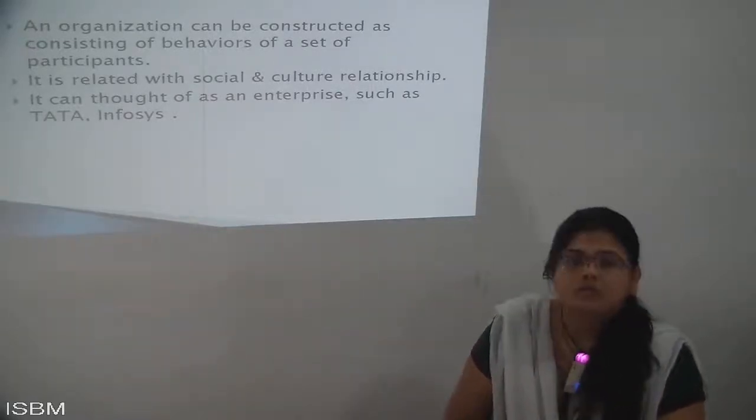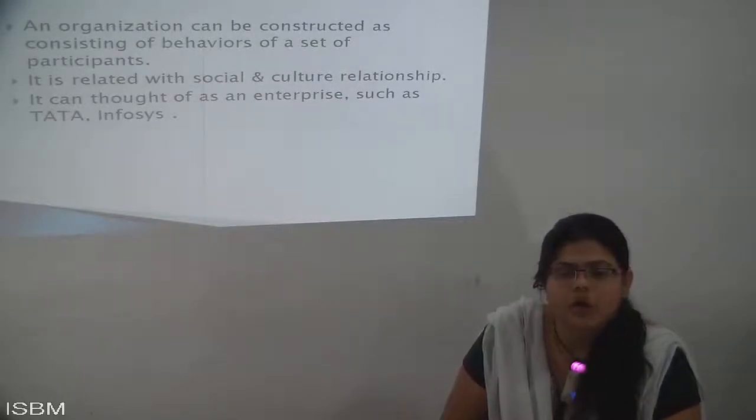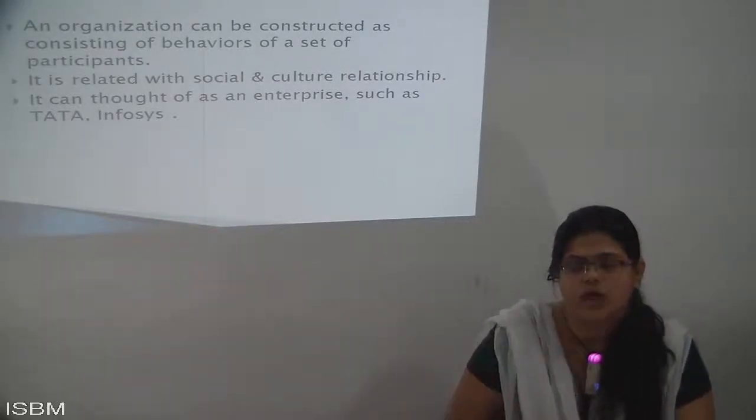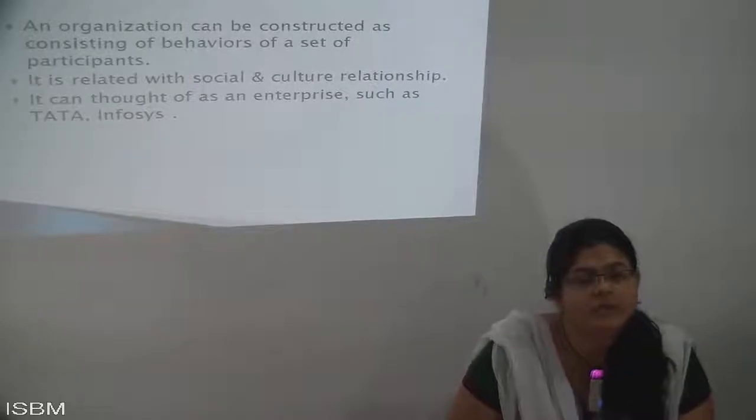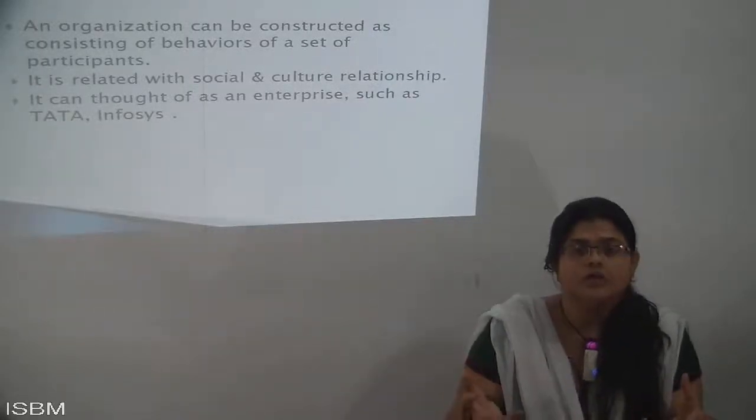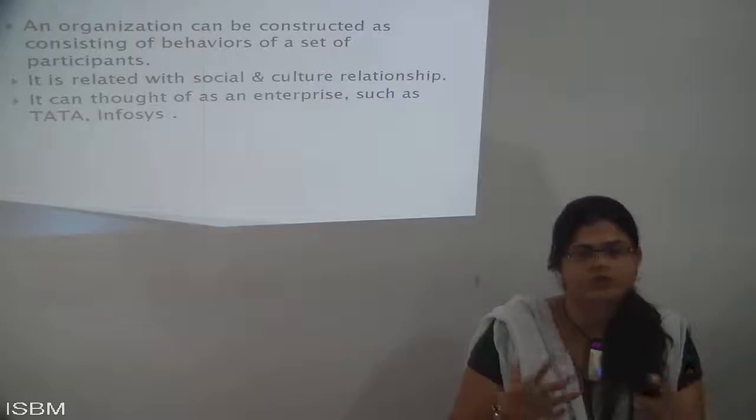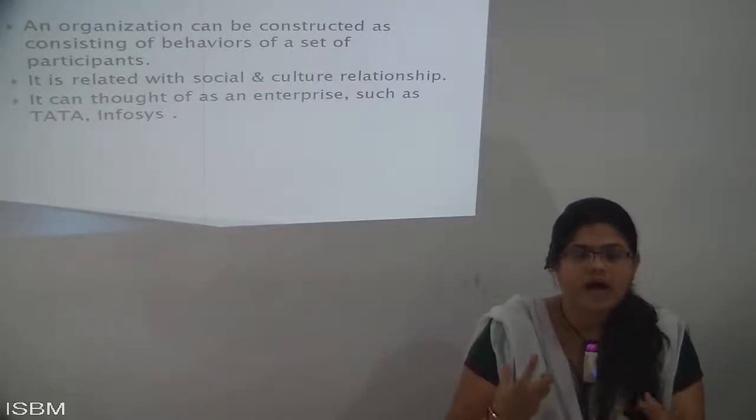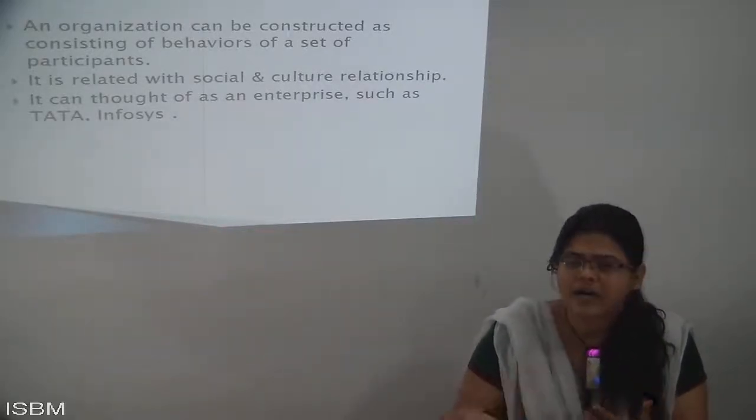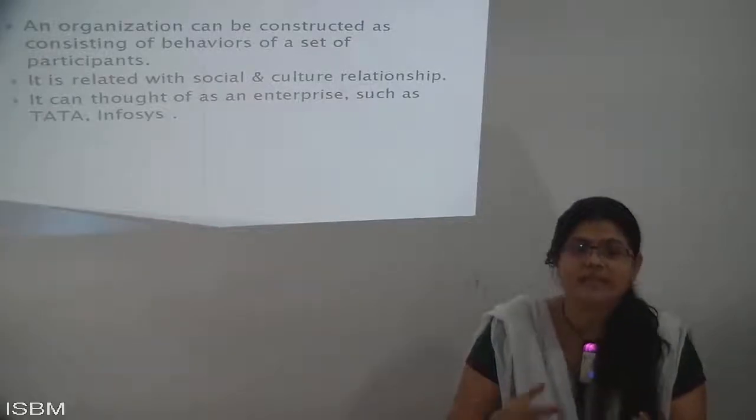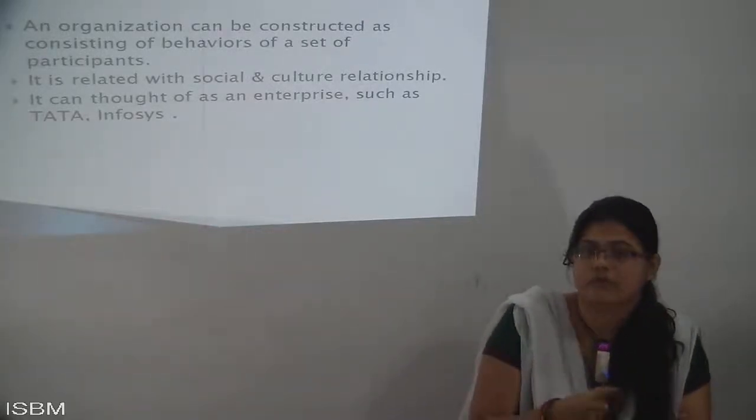Next, in the organization you can see the mixture of two relationships. You develop a strong relationship in the social and cultural way. You become very friendly, and with this friendliness you accept the organization culture and how they behave.